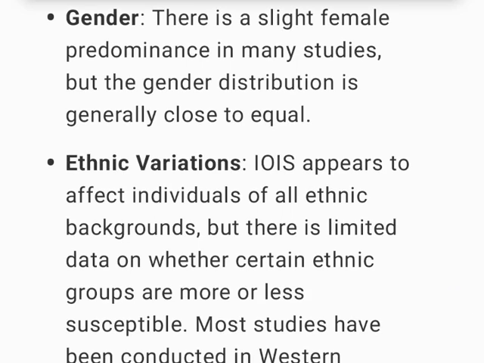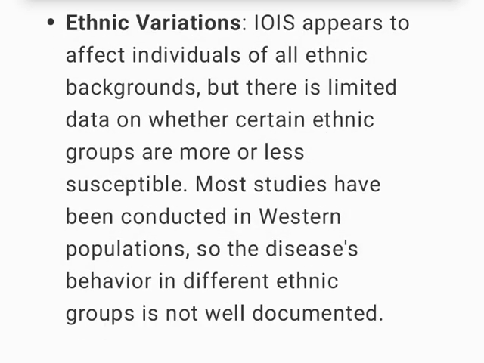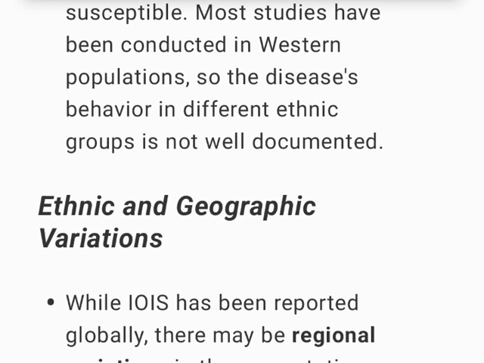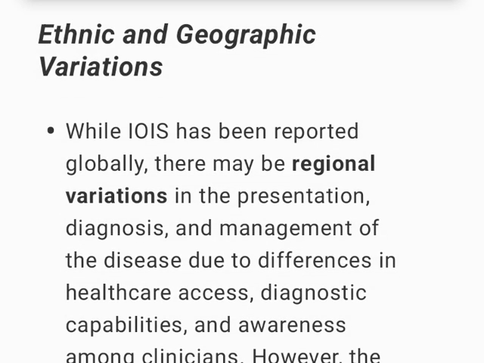Gender. There is a slight female predominance in many studies, but the gender distribution is generally close to equal. Ethnic variations. IOIS appears to affect individuals of all ethnic backgrounds, but there is limited data on whether certain ethnic groups are more or less susceptible. Most studies have been conducted in Western populations, so the disease's behavior in different ethnic groups is not well documented.